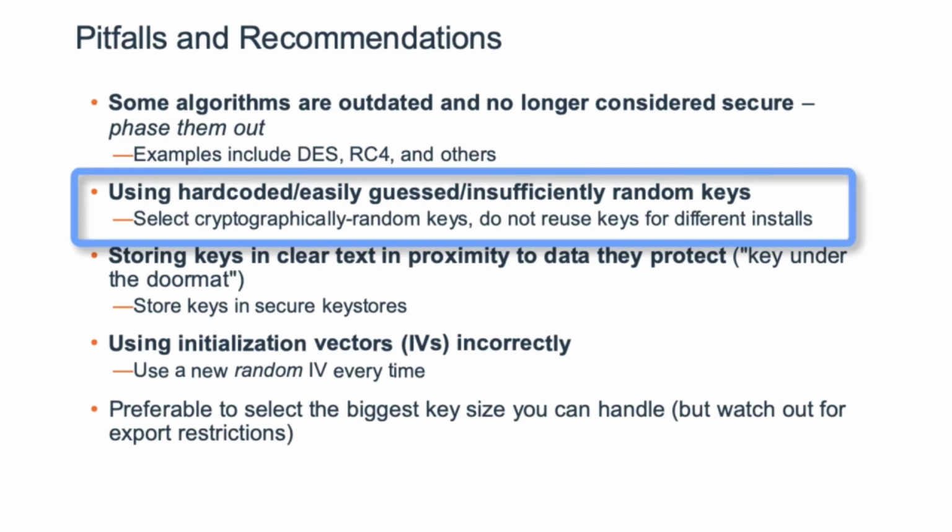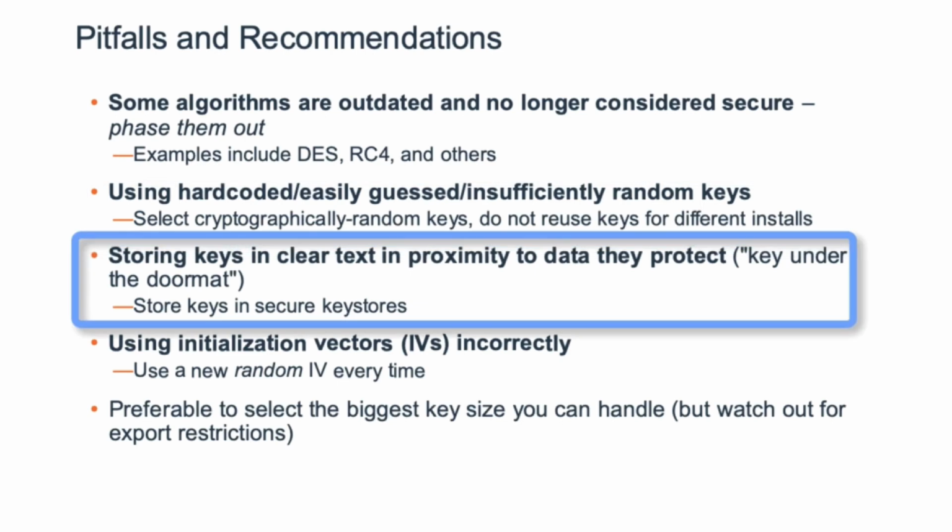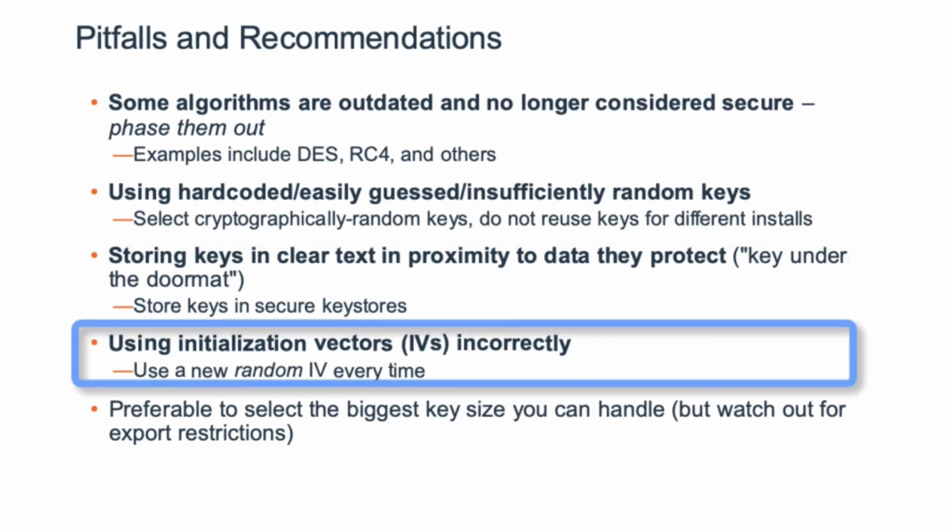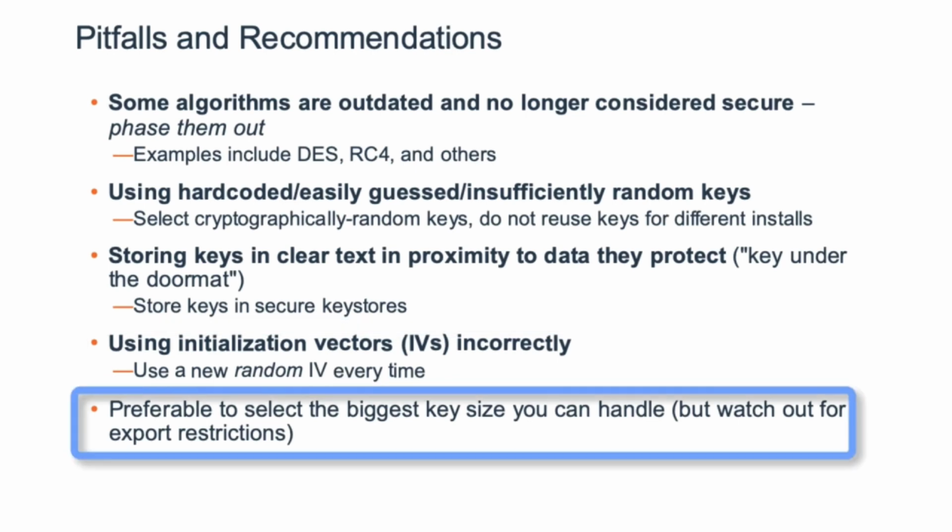So don't do that. Another problem is storing keys in clear text in proximity to the data they protect. That could be likened to leaving a key under the doormat. The only proper way of doing it is storing keys in cryptographically secure key stores. Also, some cryptographic algorithms require something called initialization vectors, and those have to be chosen at random every time you apply the algorithm. If you reuse the initialization vector, that's another weakness that could be exploited. And it's preferable to select the biggest key size you can handle.